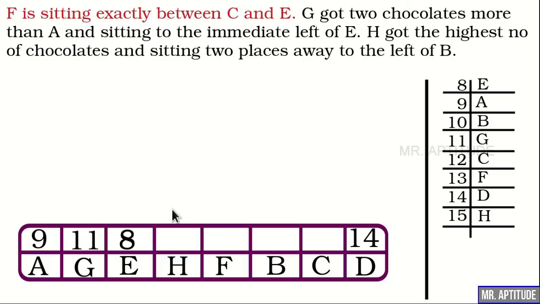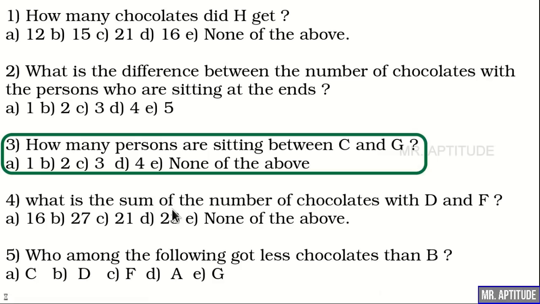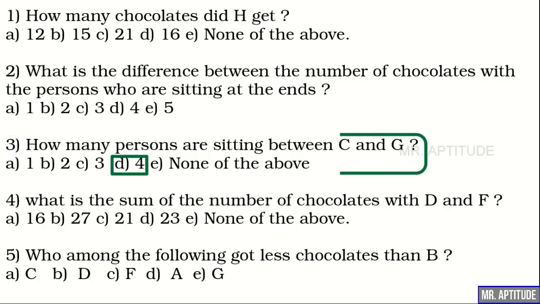Now let us answer the last question. So this is the arrangement we are left with. How many persons are sitting between C and G? Your answer will be 4.